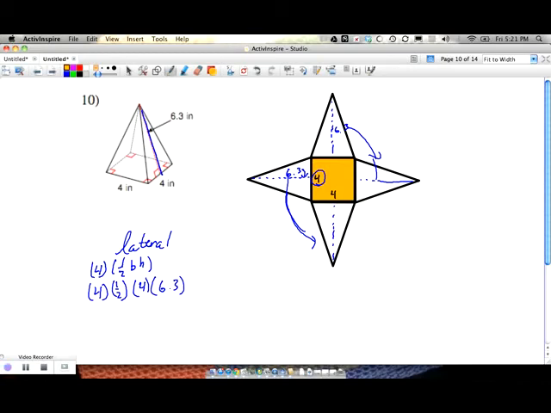Now let's look at that base area. Well, it's just a square. That's very easy to find. So the square is going to be plus 4 times 4, because that's the area of a square. There's our total area. That was super fast. We have the lateral plus the base. That gives us the total surface area.